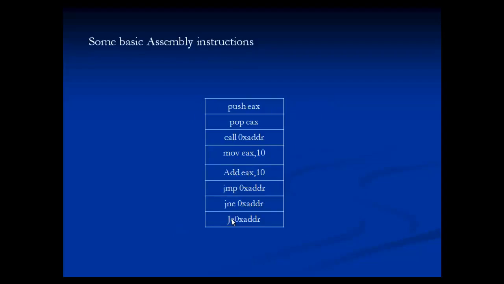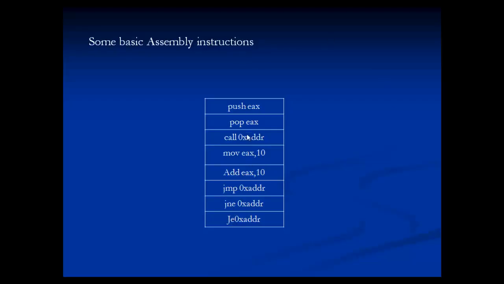Now let us try to understand some basic assembly instructions which are very useful. The first one is push EAX. This will push the EAX value onto the stack, its accumulator's value. Now pop EAX, it will pop the value of EAX from the stack to a register.